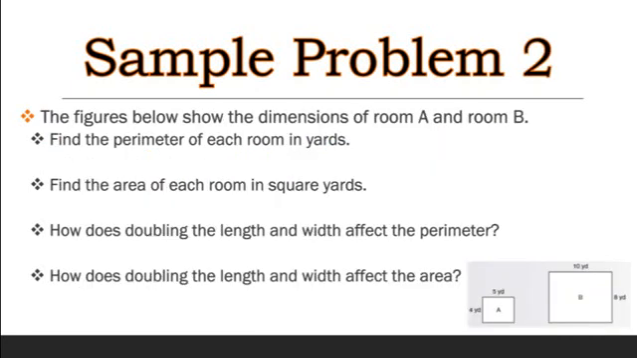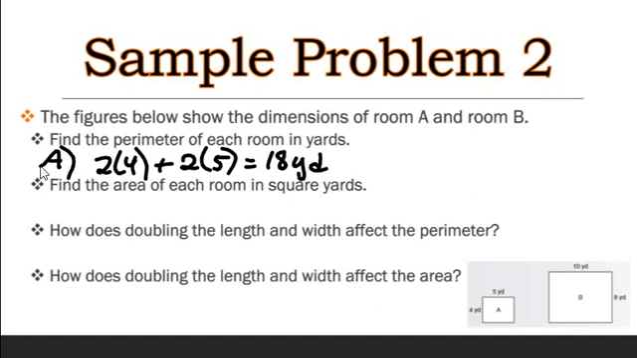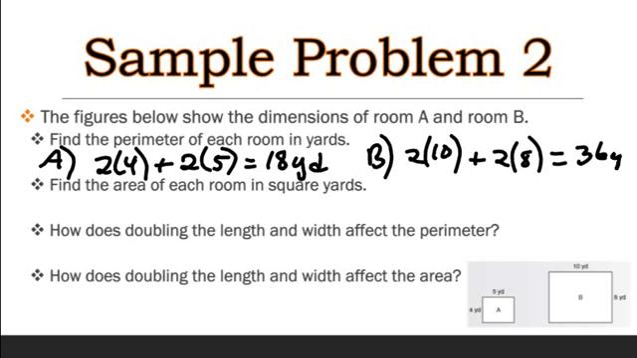Sample problem 2. The figure below shows the dimensions of room A and room B. Find the perimeter of each room in yards. So for the perimeter of A, I have 2 groups of 4 yards and 2 groups of 5 yards, which again gives me a perimeter of 18 yards. And for B, I have 2 groups of 10 yards plus 2 groups of 8 yards, so 20 plus 16 would give me 36 yards.